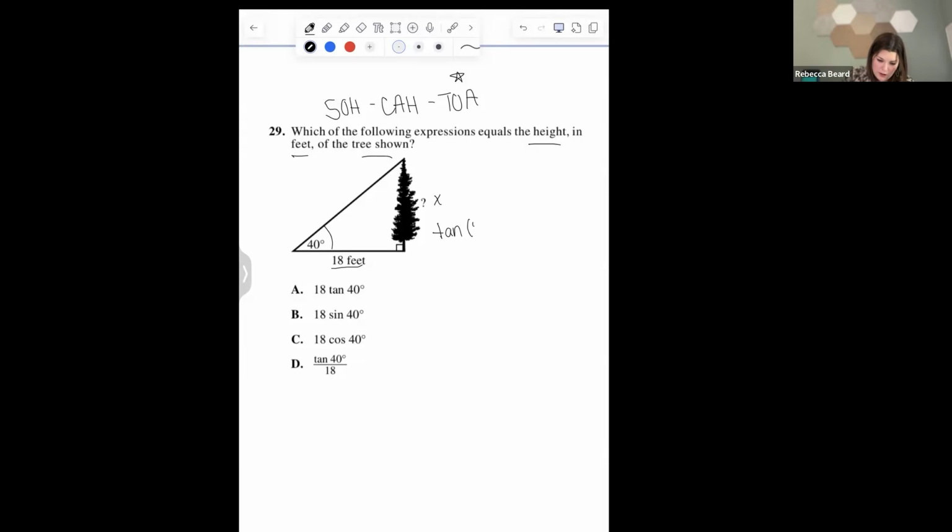And we'll put tangent of 40 degrees equals the opposite, which is X, over the adjacent, which is 18. And you're like, wait a second, that's none of the answers. Well, it actually is. You have to clear out the denominator. So if you multiply both sides by 18, that's going to cancel out, and then you just multiply it over here. And so 18 tangent 40 is your answer. And that's going to be A.